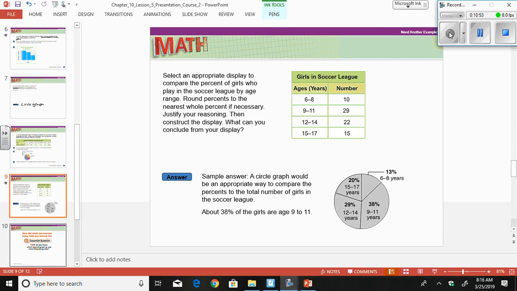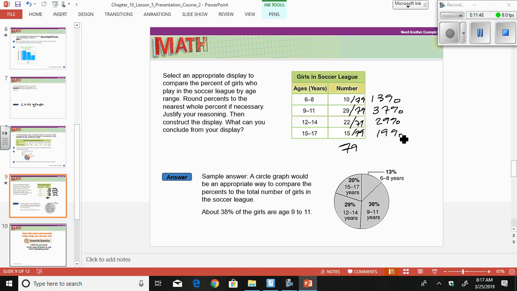So to find our circle graph, because it is asking us to do the percent, first we have to find the total of 79, and we need to find what percent each one of these are. So 10 plus 29 plus 22 plus 15 is 79. To find percent, we take 10 and divide it by 79. We get 0.1315, so I round that to 13%. I take 29 divided by 79, and I get 37%. I take 22 divided by 79, and I get 29%. I take 15 divided by 79, and I get 19%.